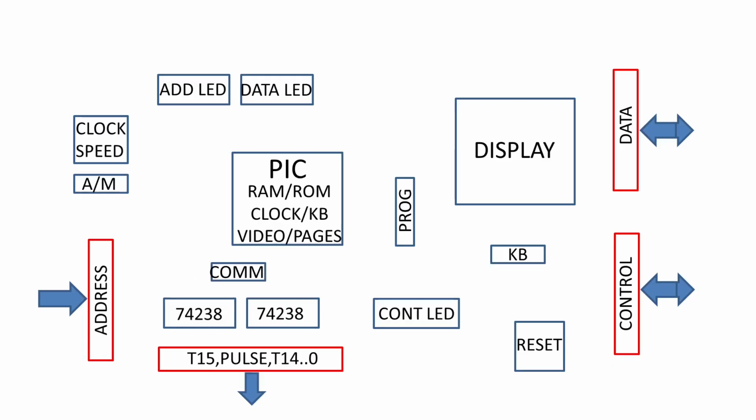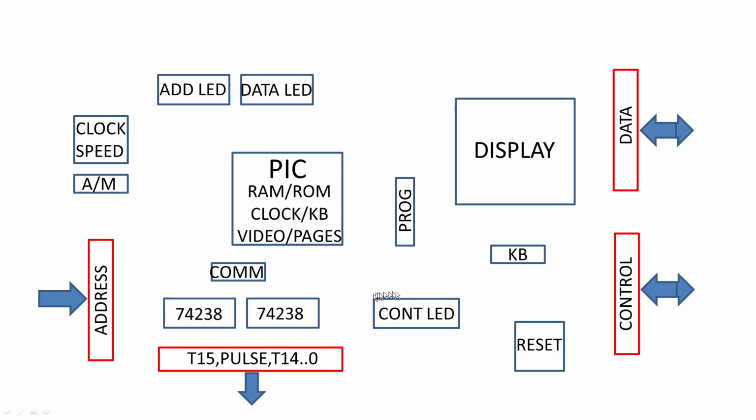And I did end up using the I/O on that to help me debug the system. Below that, we've got a demultiplexer for the clock cycles. So instead of using 16 separate outputs from the microcontroller, I just used 4 of them and demultiplexed them through to 74238s to give me the pulses out. So we've got T15, which is a special case, which we'll go into later. The pulse output, which is actually a direct signal from the microcontroller, and T states 14 to 0, or 0 to 14, whichever way you count.